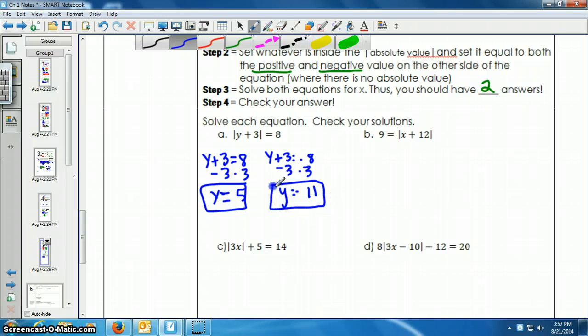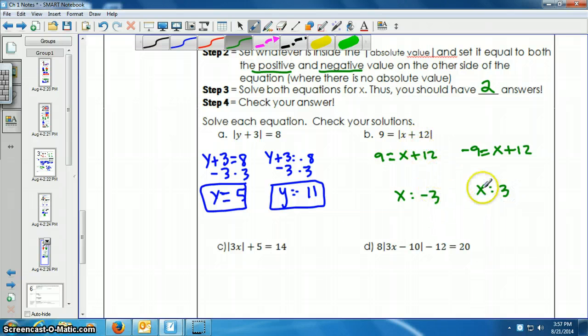So try that next one on your own, very similar to A. So you're going to set up your two equations, one equal to a positive 9 and one equal to a negative 9. And then just solve. And you should get x equals negative 3 and x equals positive 3. And when you plug those back in, it works.